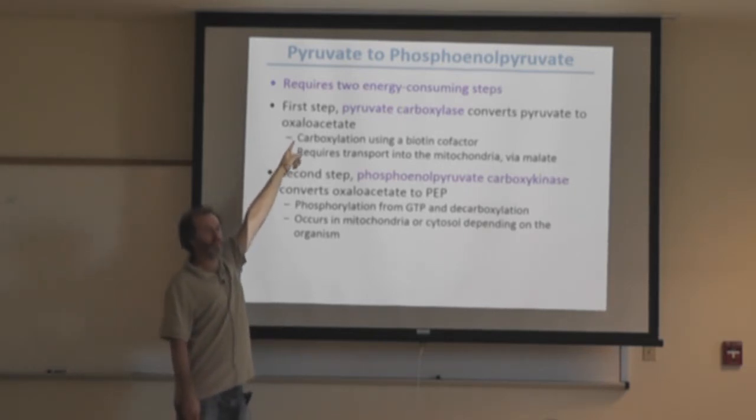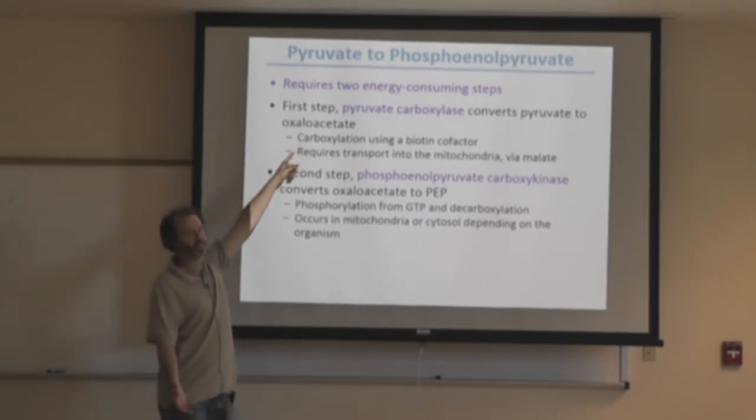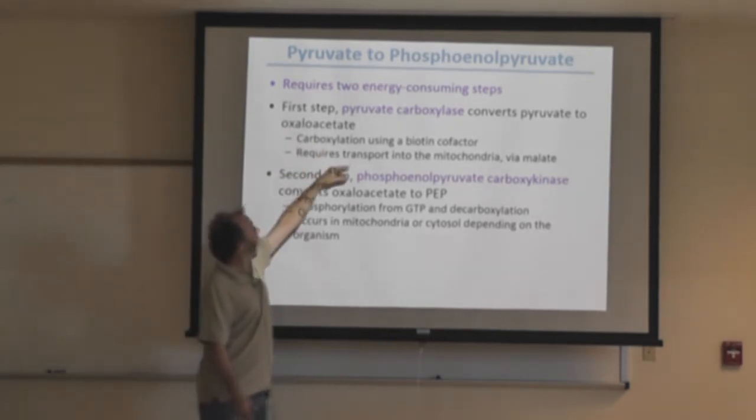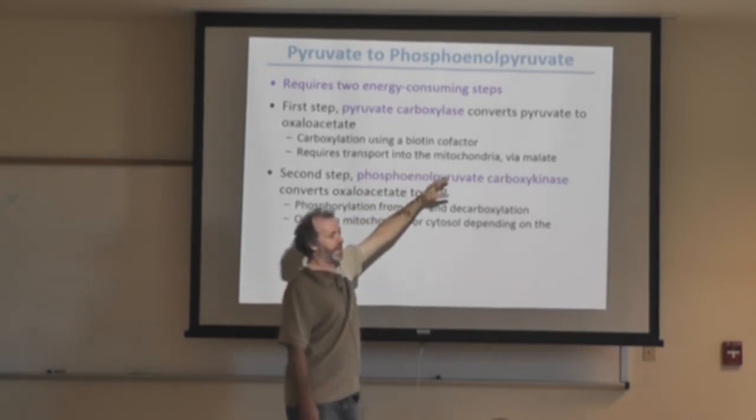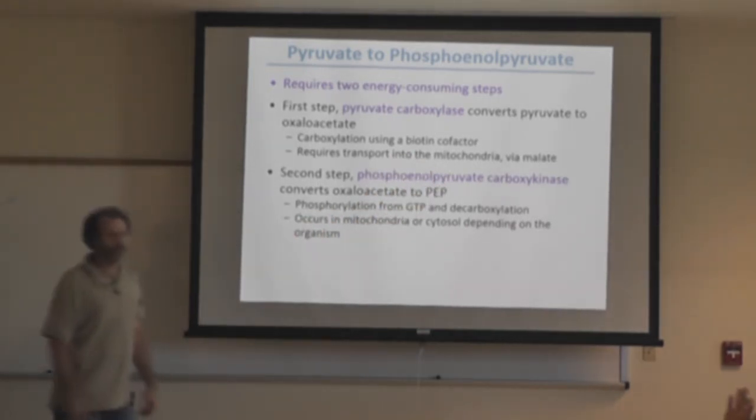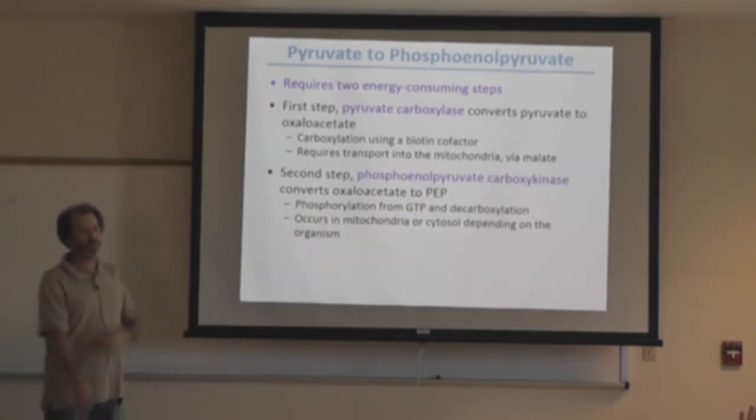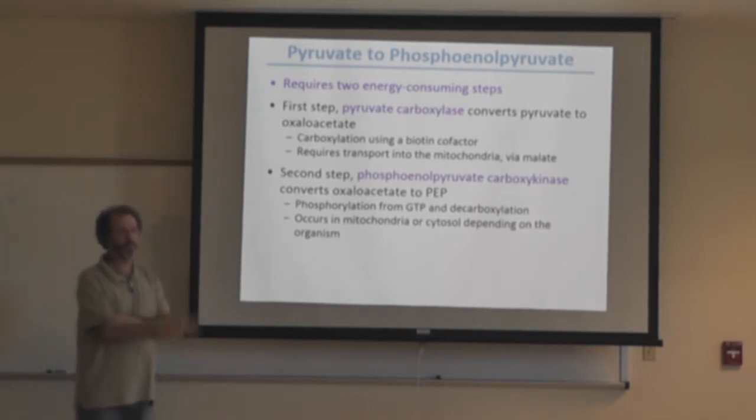Does anybody remember that from biology or micro? That's one of the first entry steps into the citric acid cycle, right? So this is an intermediate in the TCA cycle. Carboxylation uses a biotin cofactor. And you guys haven't learned what biotin is, right? It's a cofactor. It's on a string, basically.